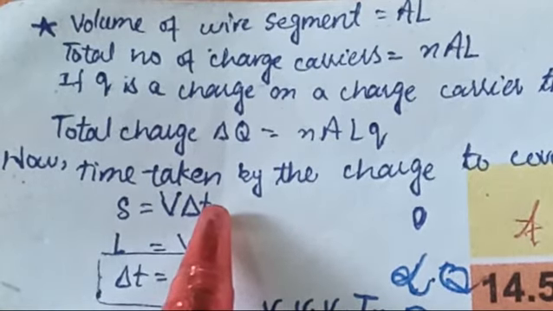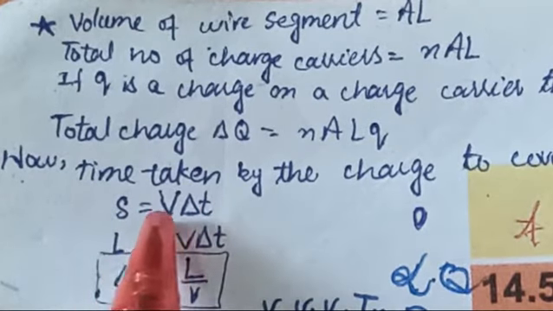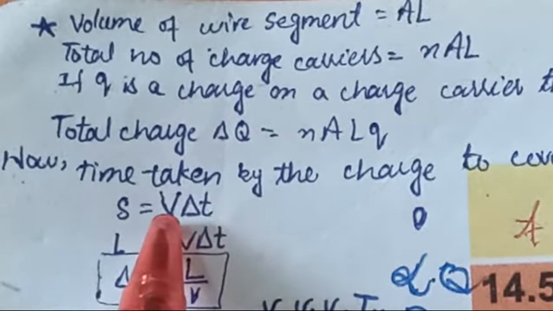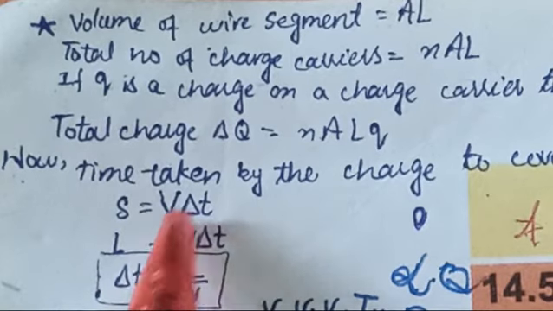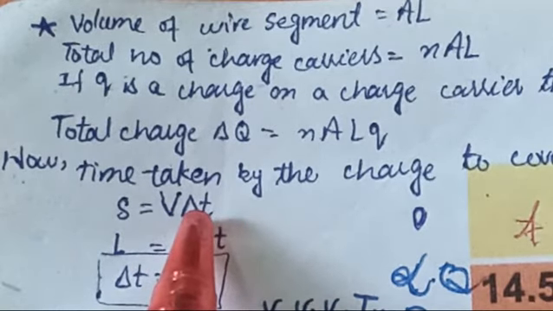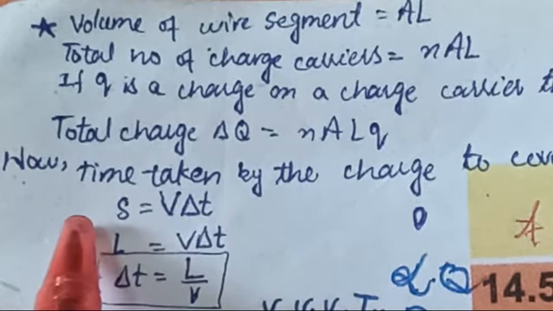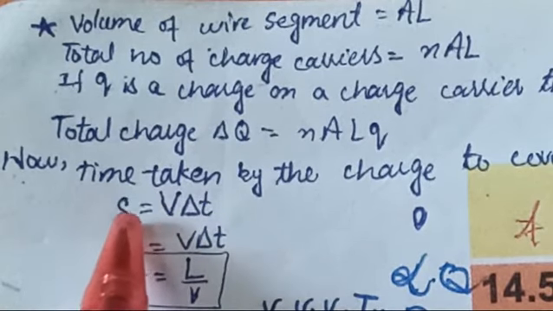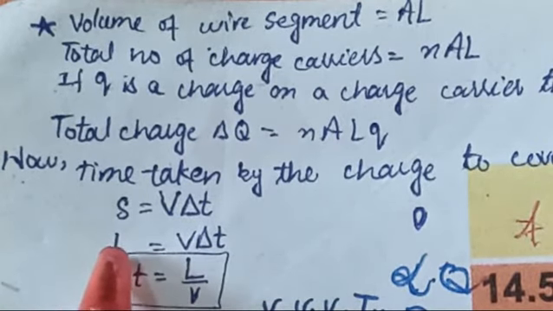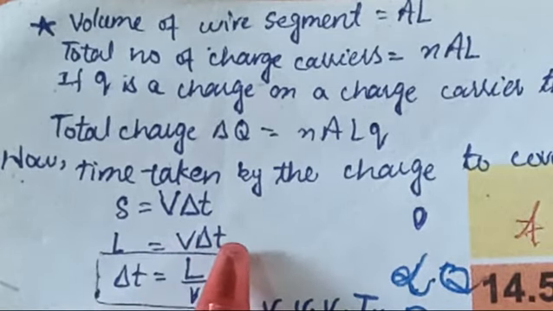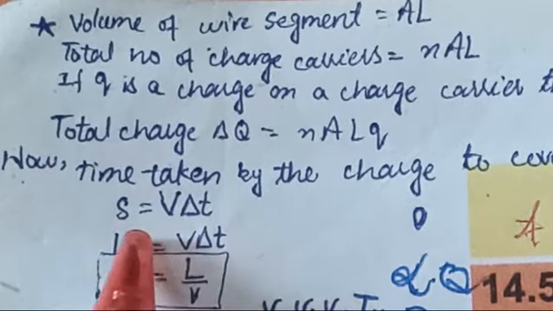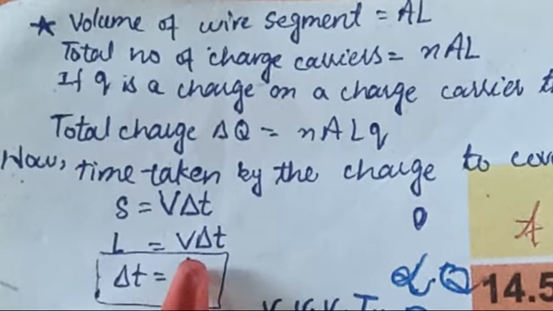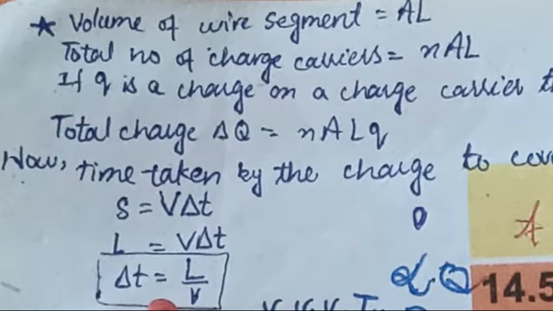Delta means time, any time, okay. S is equal to V into delta T. V is the speed through which the charge is moving, and delta T is the time taken by the charges to cover one end of the wire to the other one, right? As S is the distance and it is along the length of the wire, this S is replaced by L, and L is equal to V delta T. So we can write delta T is equal to L over V. Okay.